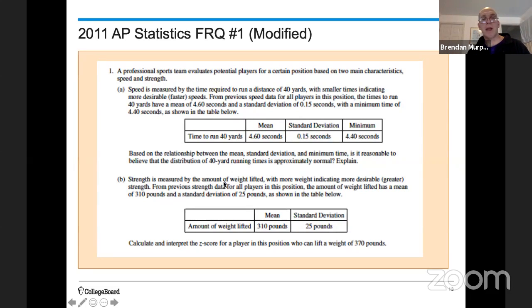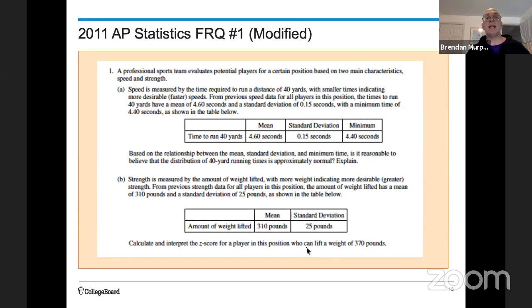Strength is measured by the amount of weight lifted, with more weight indicating more desirable, greater strength. What was a little confusing for kids was that in part A, we wanted them to run fast, so a smaller time was better. And in part B, we want a higher or larger weight. From previous strength data for all players in this position, the amount of weight lifted has a mean of 310 pounds and a standard deviation of 25 pounds, shown in the table below. Calculate and interpret the z-score for a player in this position who can lift a weight of 370 pounds.